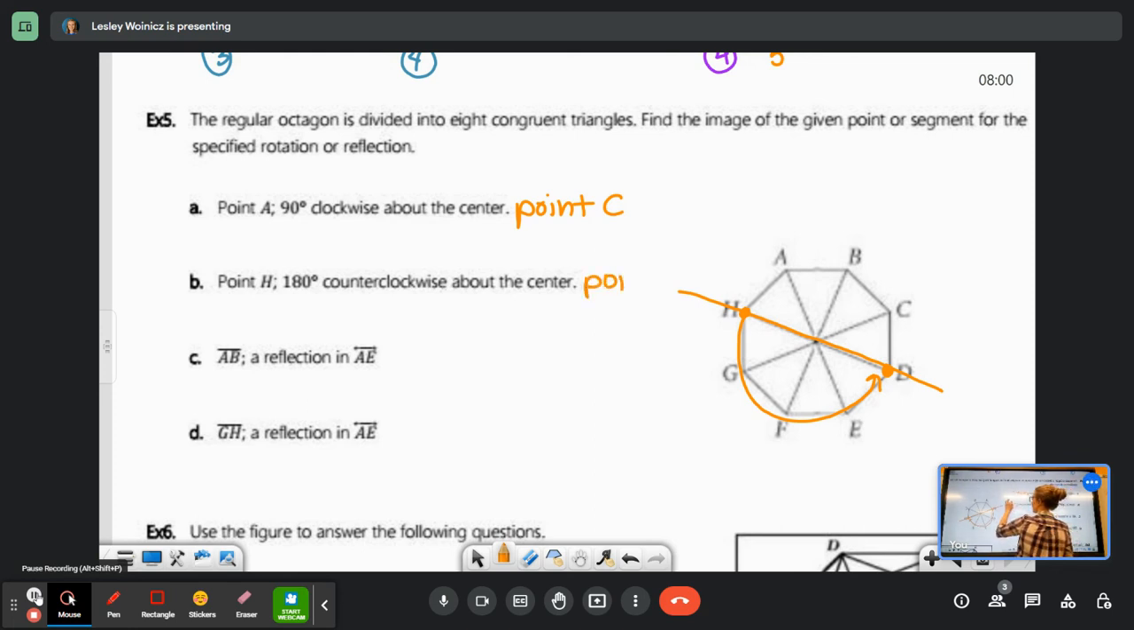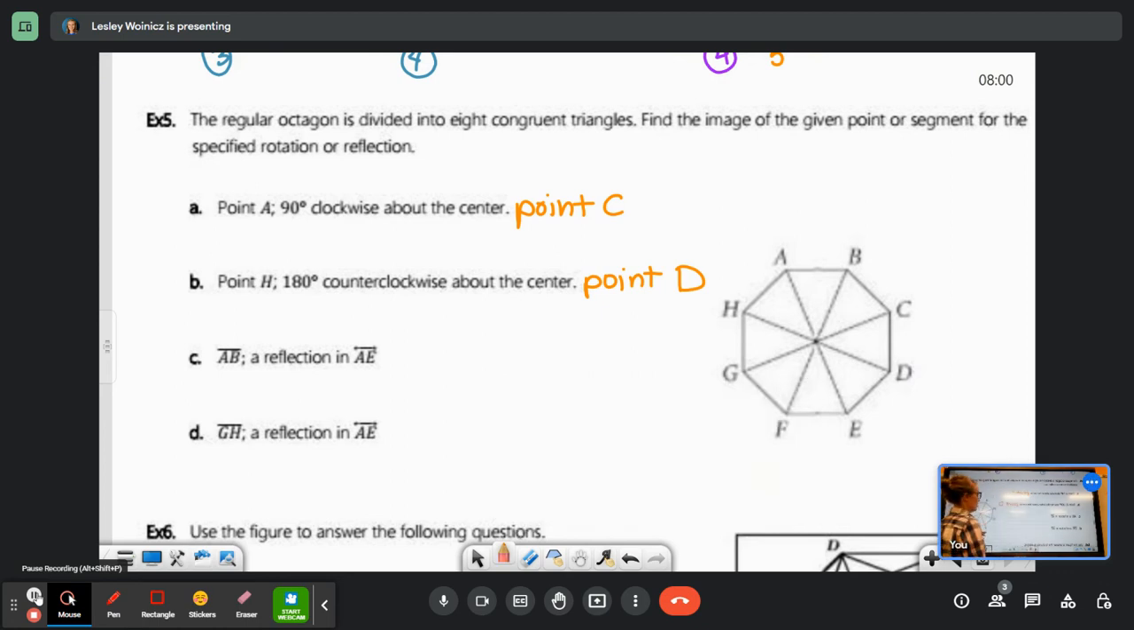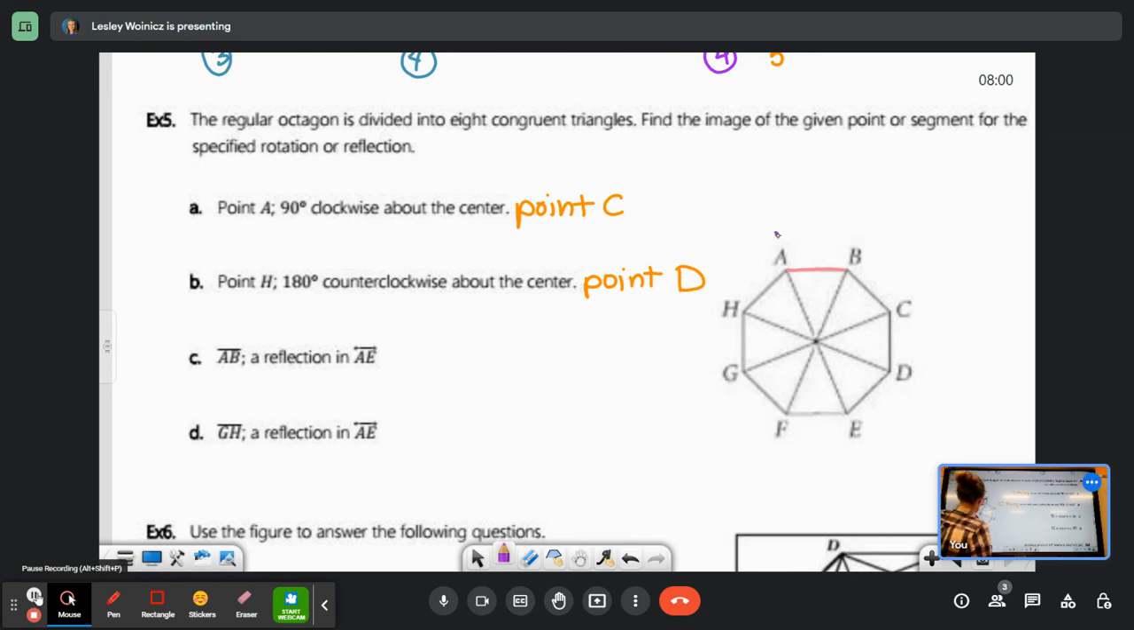Point D. Okay, we're going to take segment AB and reflect it in the line AE. So here's AB, the segment, and the line AE is this one.